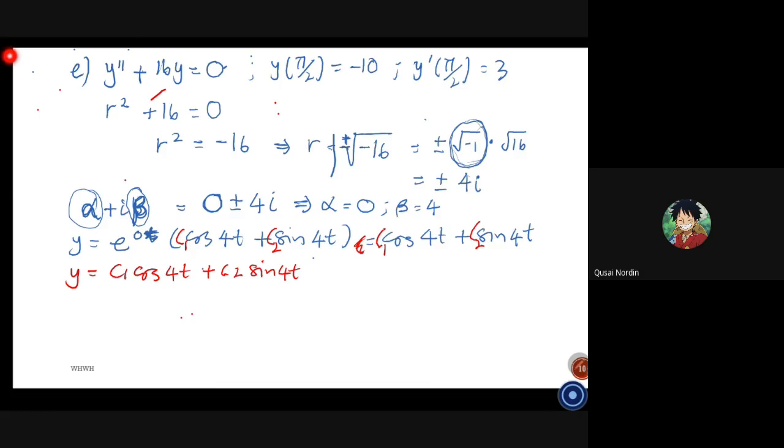Alright. So from here, we have the initial condition saying y of pi over 2 is equal to negative 10. So it means y equals negative 10 when t is equal to pi over 2. Substitute that t with pi over 2. So we have C2 sin 4 pi over 2. This one, either you press the calculator or you have memorized it. Okay, this one cancels. Is cos 2 pi positive or negative? Is sin 2 pi 1 or zero?